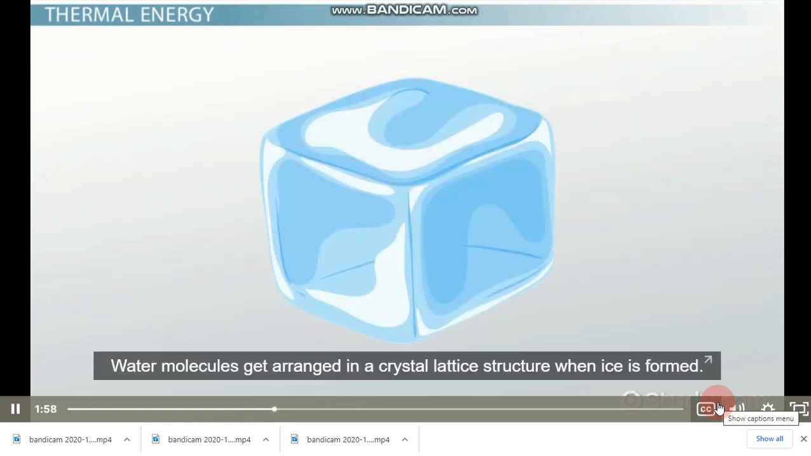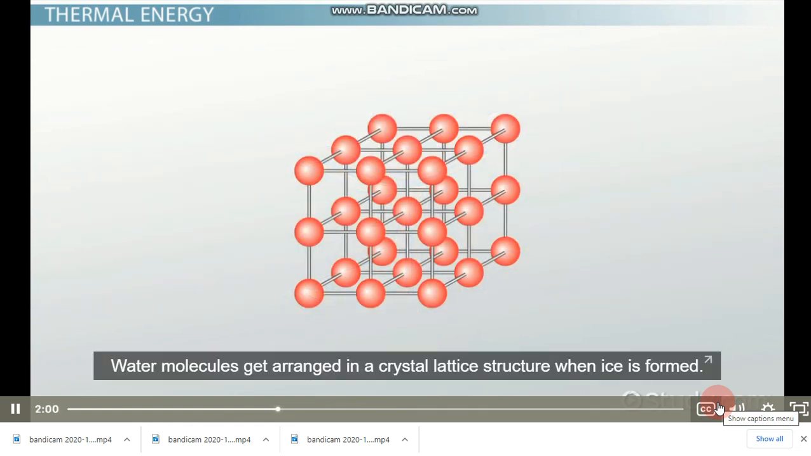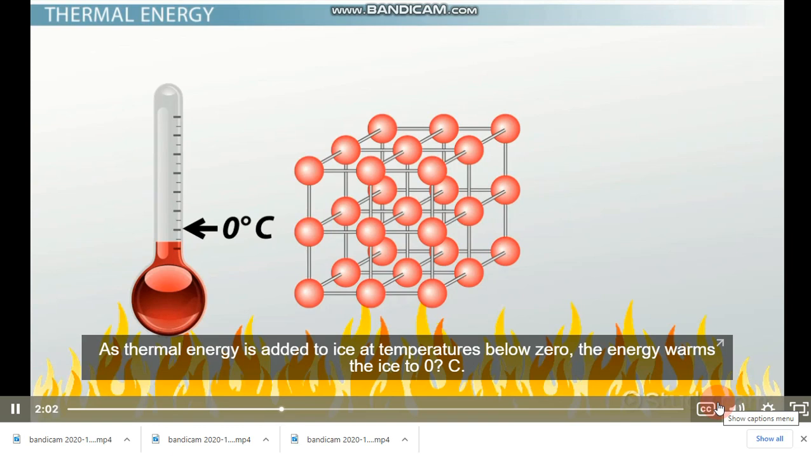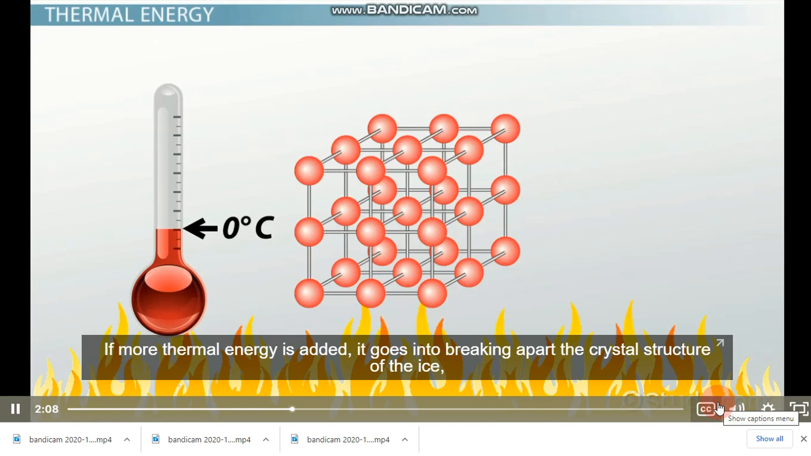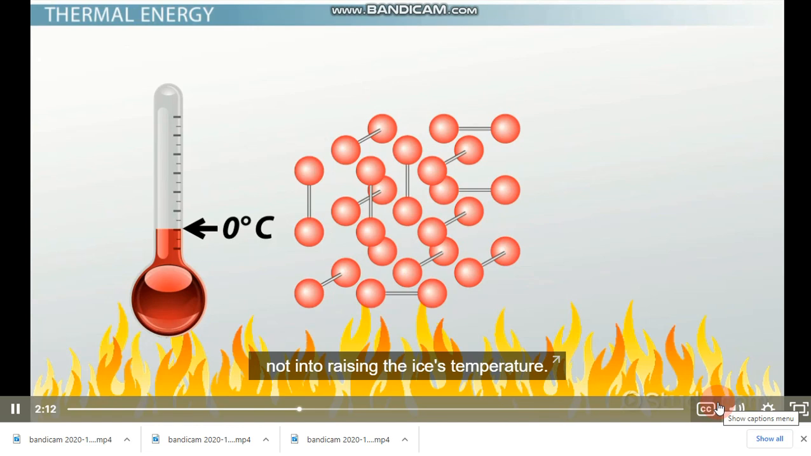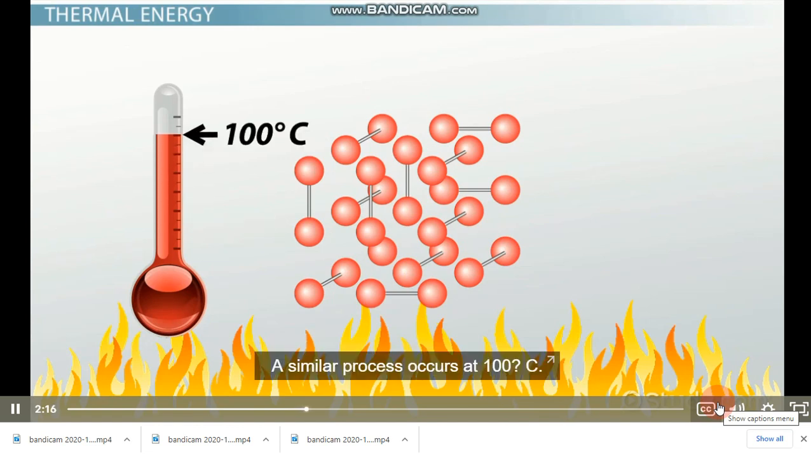Water molecules get arranged in a crystal lattice structure when ice is formed. As thermal energy is added to ice at temperatures below zero, the energy warms the ice to 0 degrees Celsius. If more thermal energy is added, it goes into breaking apart the crystal structure of the ice, not into raising the ice temperature. A similar process occurs at 100 degrees Celsius.